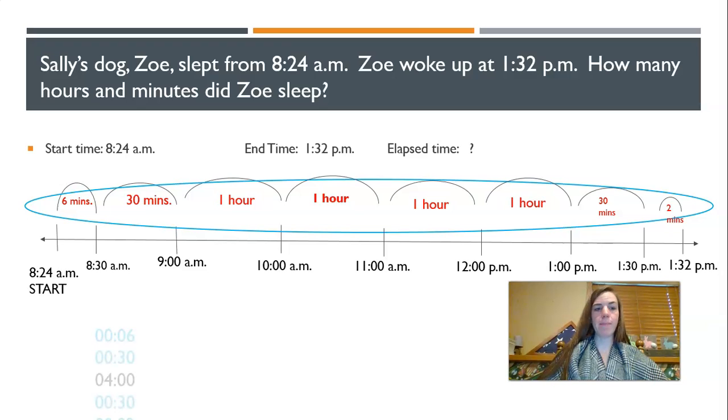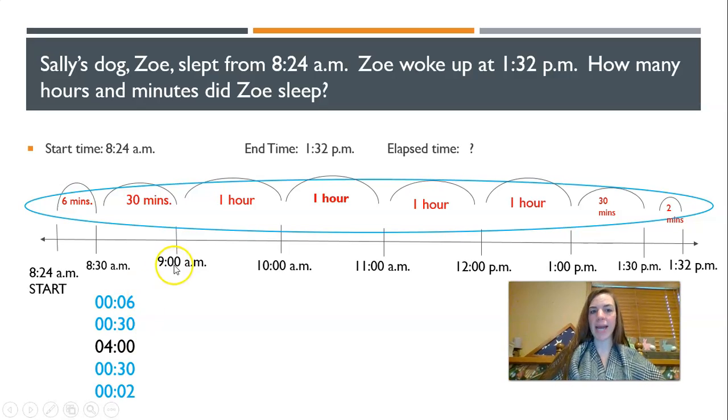So I circle my numbers, I put them down. Now you can see here that I have our 6 minutes, 30 minutes. Ooh, 4 hours. Where did that come from? Well, instead of doing an hour plus an hour plus an hour, I did that simple math right away. 1 hour plus 1 hour plus another. That's 4 total hours. So that's where that 4 hours came from.